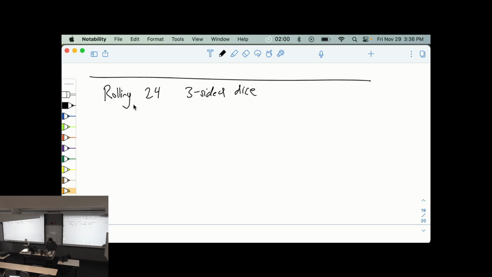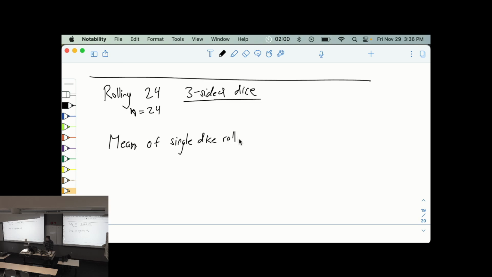So this is really what we were doing last class with n equals 24. You've got to find the mean and the variance of one single dice, and then you involve 24 here to get the general answer for the sum of 24 of them. So what is the mean of a single 3-sided dice? Mean of single dice roll.